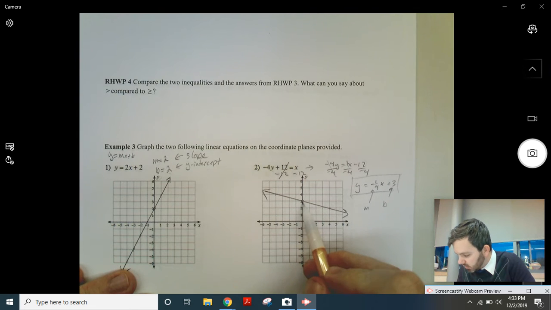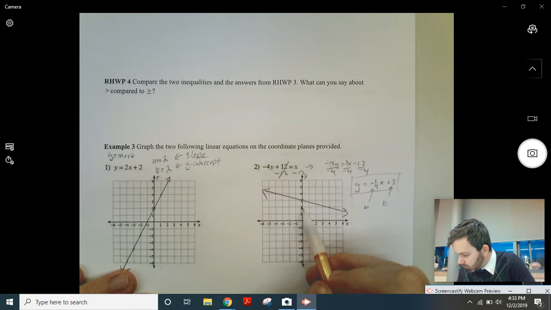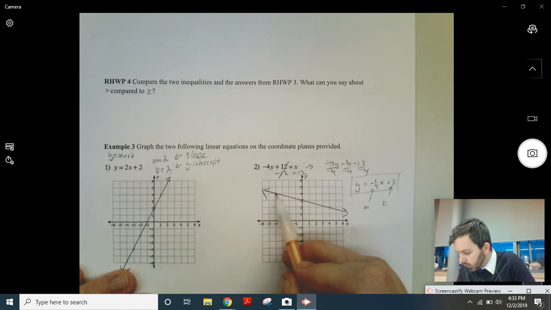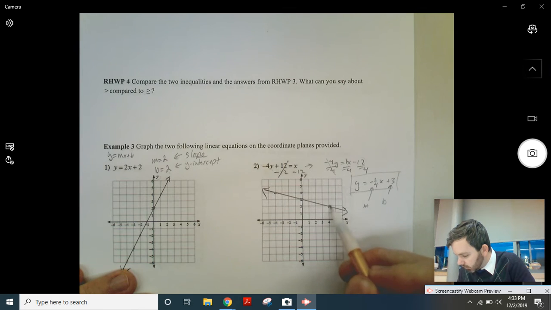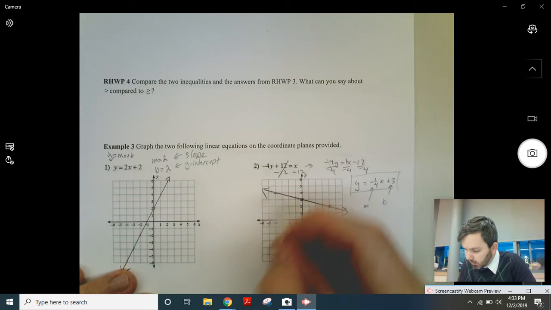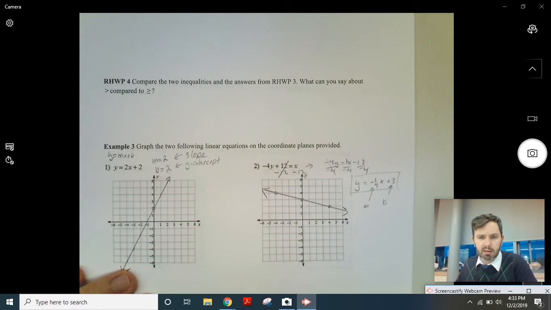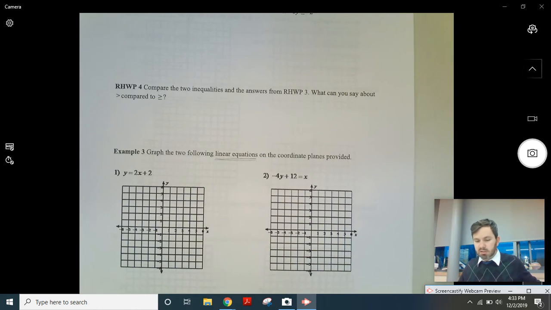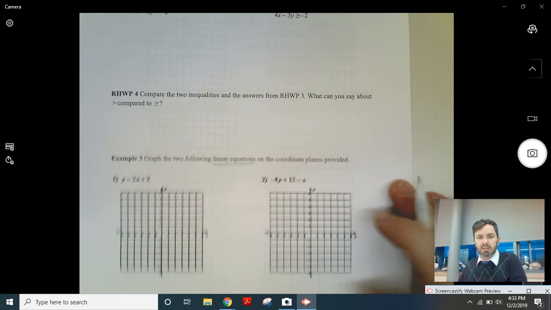Starting at my y-intercept at 3, we go down 1, right 4. 1, 2, 3, 4. Or we can go up 1, left 4. 1, 2, 3, 4. So I have 1, 2, 3 points. I used my ruler, connected those in a line, and that is how I got that line. I'm not going to be going into any more detail on that, but I wanted you guys to at least see that.